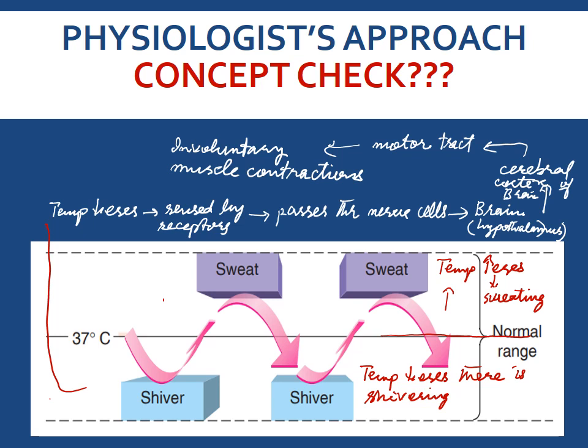So, in the physiologist's approach, or when a physiologist is explaining this whole process, a physiologist will explain that when temperature decreases, it is sensed by receptors. Receptors are the specialized cells that basically sense change in the temperature from outside the body.